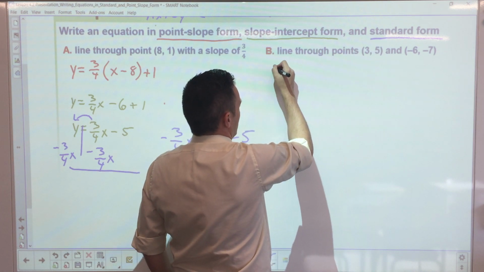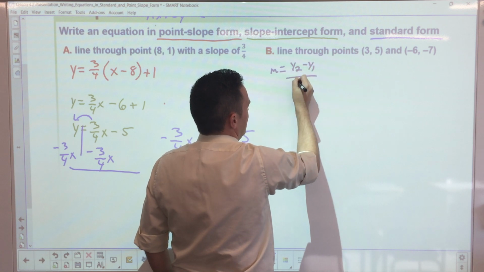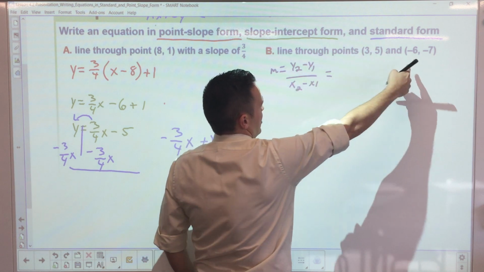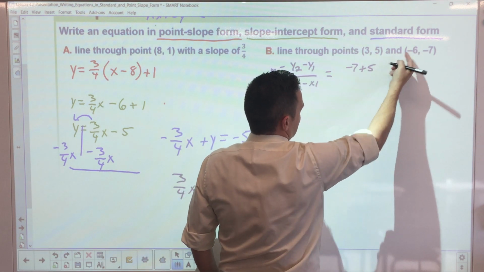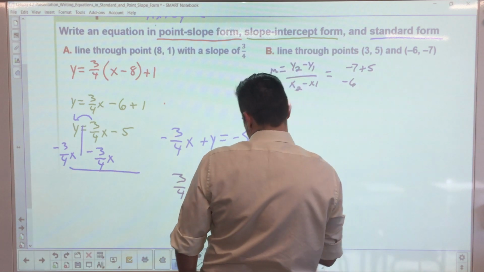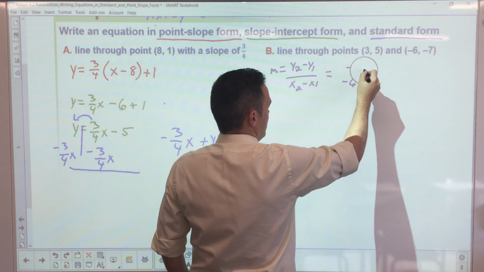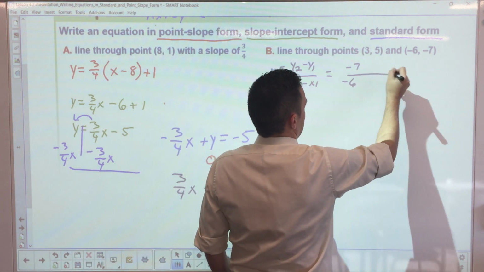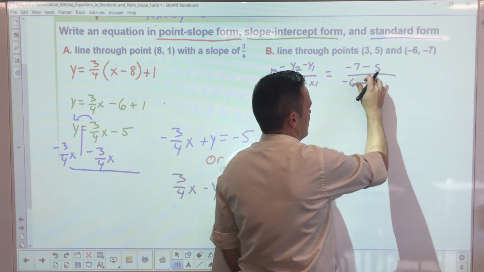Okay, so for the line here, we're going to do the slope. We're going to start with y2 minus y1 over x2 minus x1 equals. Now your points are going to be negative 7 plus 5, and it's going to be negative 6. Wait, that's not plus. My bad. Erase that. All right, don't go too fast. Negative 6, and then it's minus minus 5, 3.